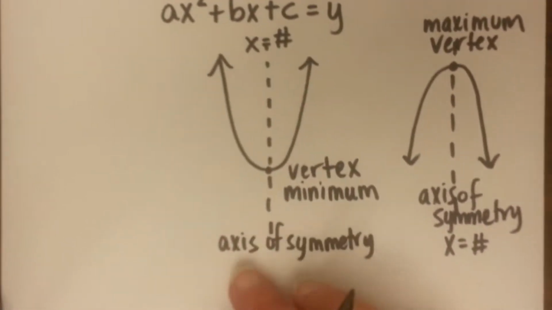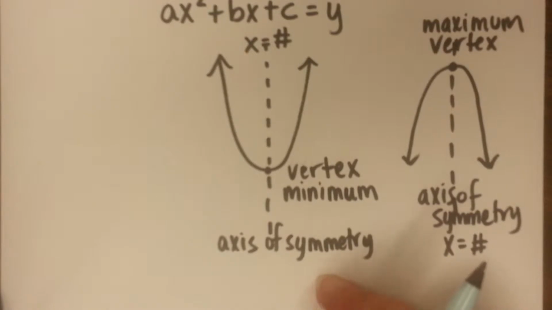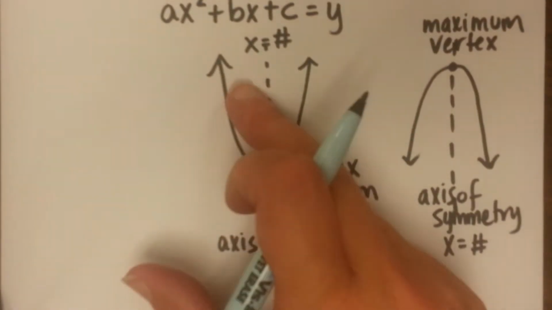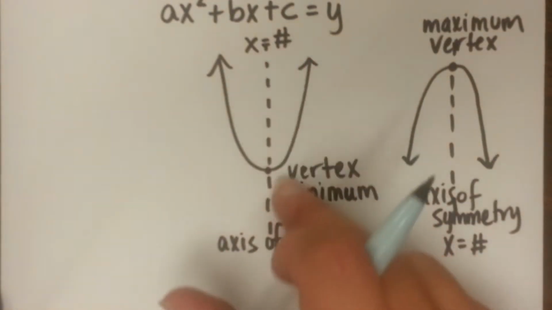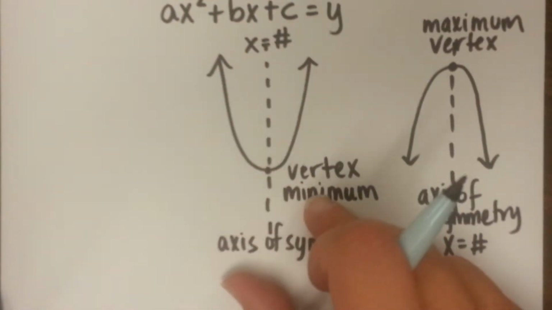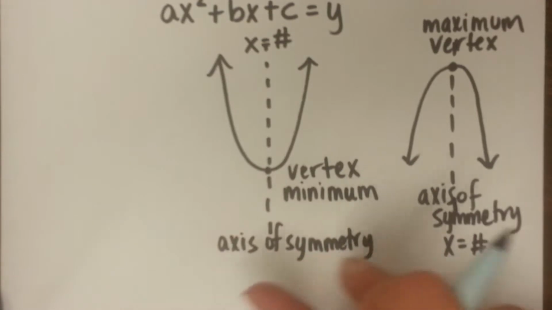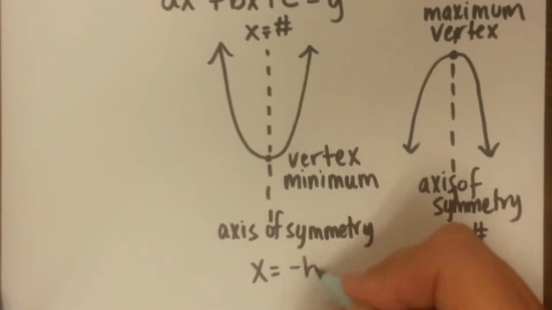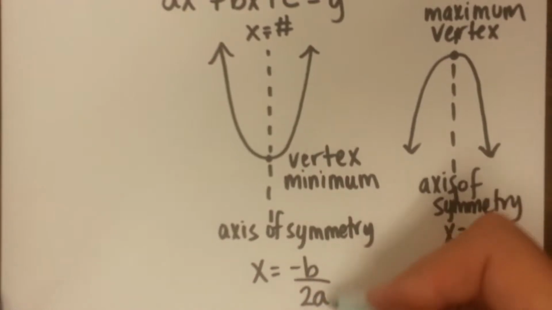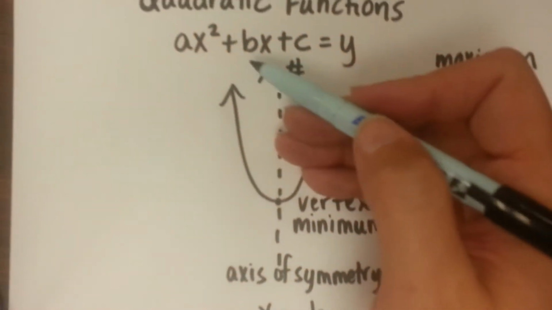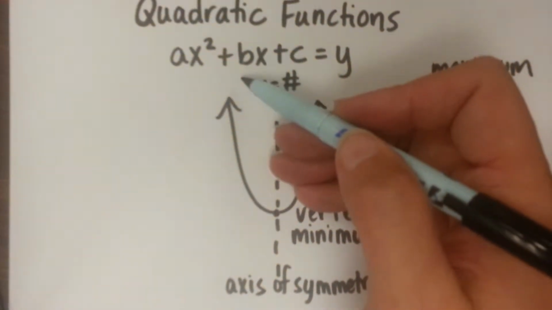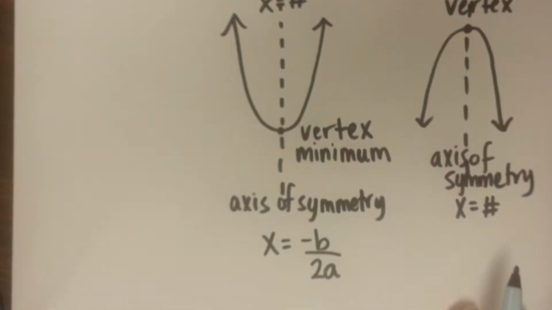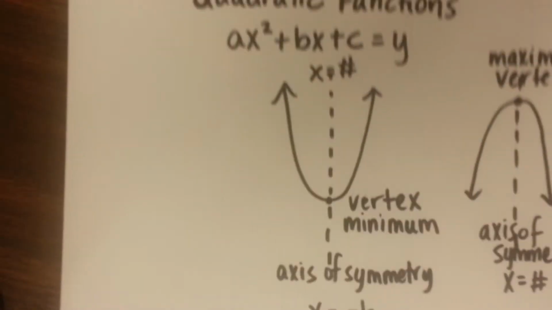One of the ways that this axis of symmetry is helpful for us is because we know this vertex always lies on it. When I have x equals some number, that x number is also the x value of the vertex. We can find this axis of symmetry using the equation x equals negative b over 2a, and those letters are referring to what we have as coefficients up here in our equation for a and b. So let's give ourselves an example.